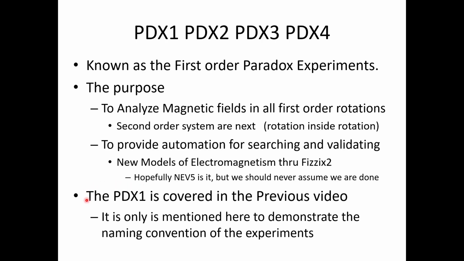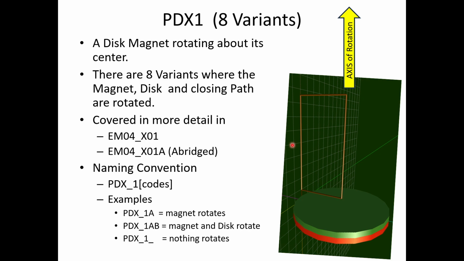So other than basically the naming convention of the Paradox 1, we're not going to go into it in too much detail because it is covered in detail in the previous video. So the Paradox 1 has 8 variants, as you recall from the previous video. And it's covered in these videos here. And the naming convention when data is dumped out is PDX_1 with the code. And the code would be the codes, the AB, ABC, of what the parts rotate. Okay, I think that's pretty straightforward. If you don't understand what the AB, ABC is, that's detailed in the previous video.